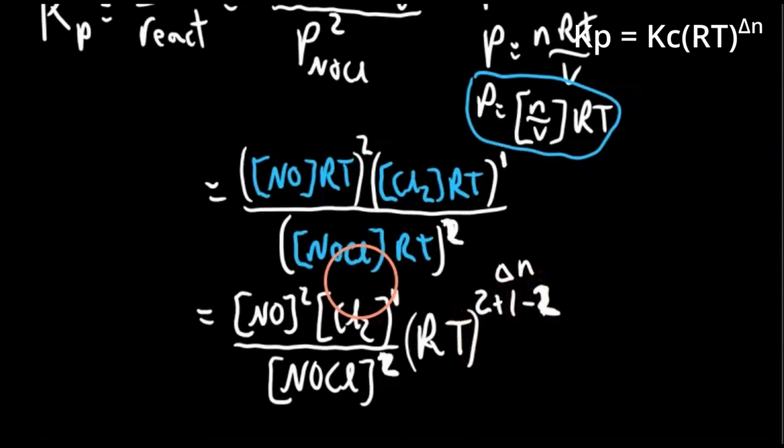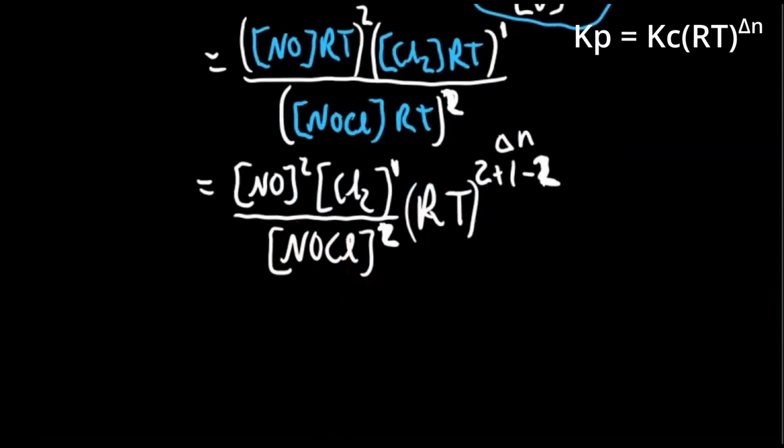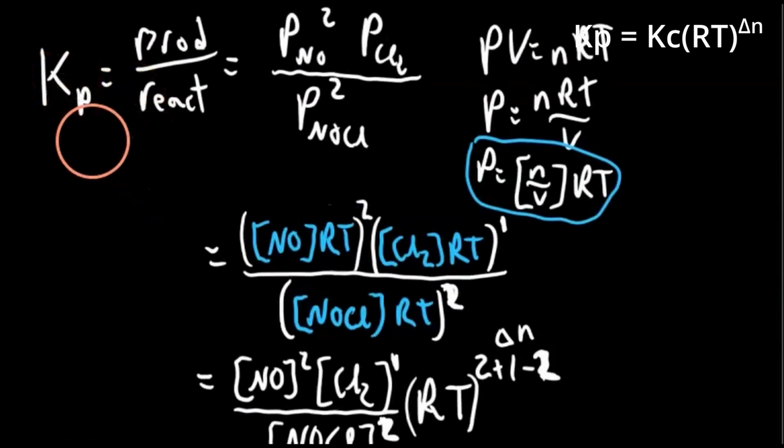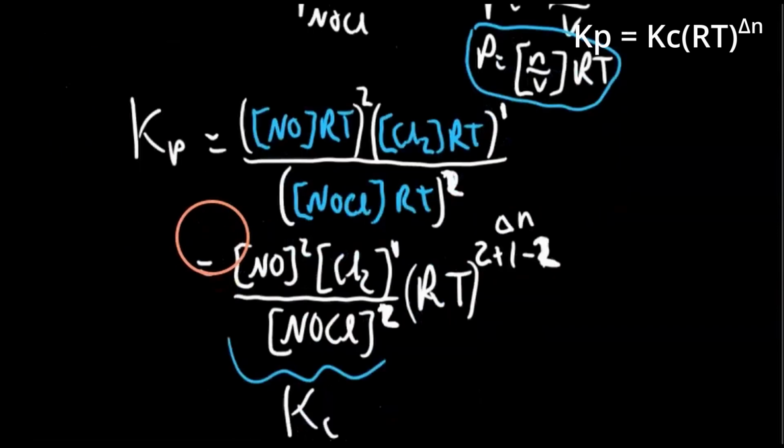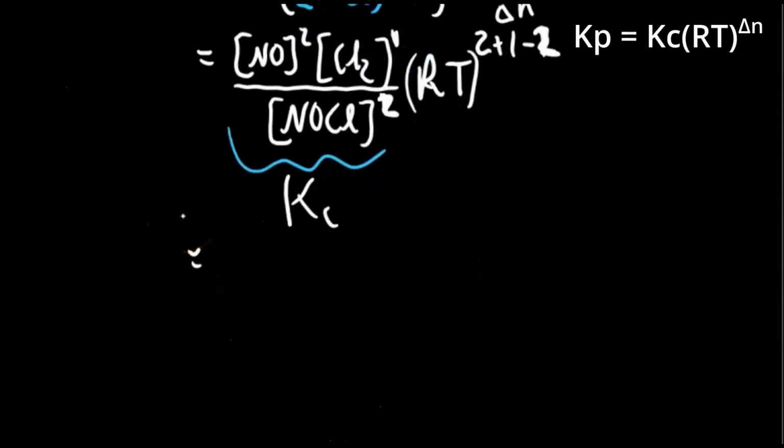This 2 plus 1 minus 2, and this part, this concentration, is products over reactants. These are the products, and this is the reactant, using concentration. So this is literally our equilibrium constant Kc. So this whole thing, this is what Kp is. Kp, we're writing products over reactants. Kp is, I'll give myself a little bit more room.